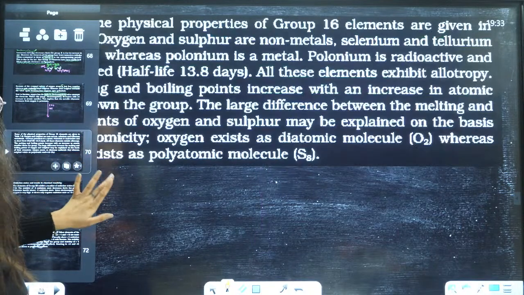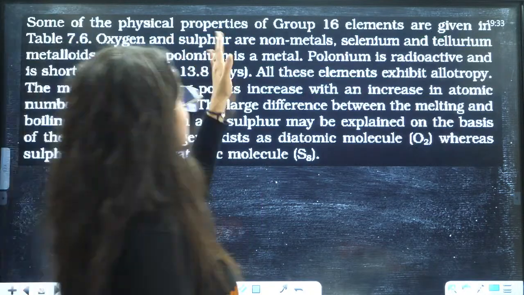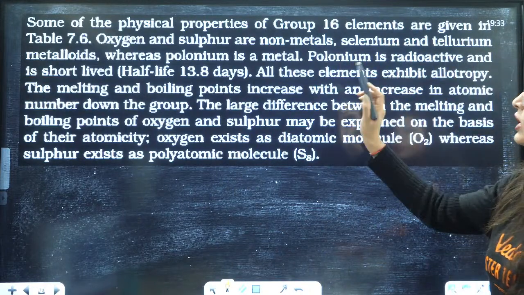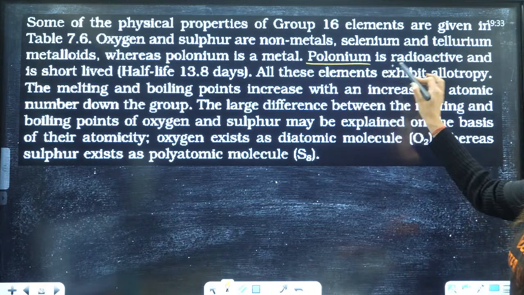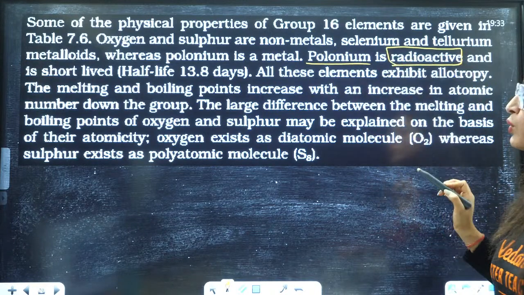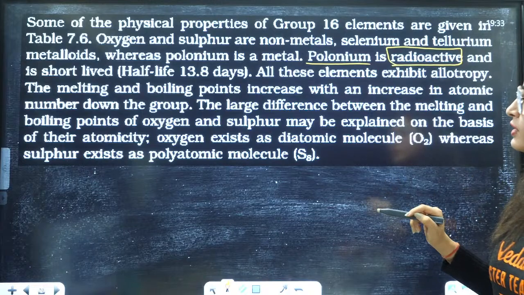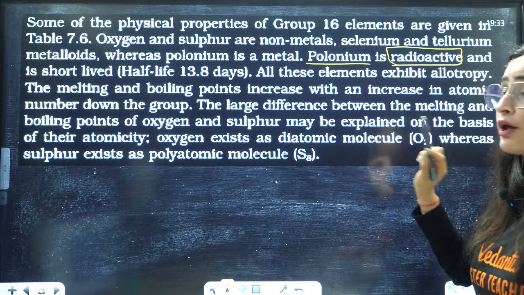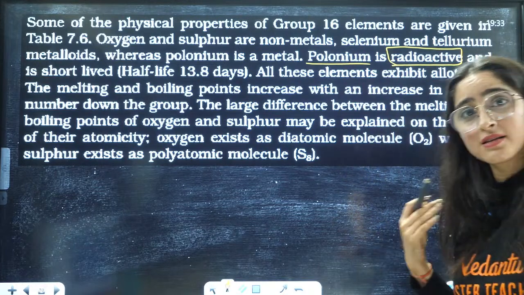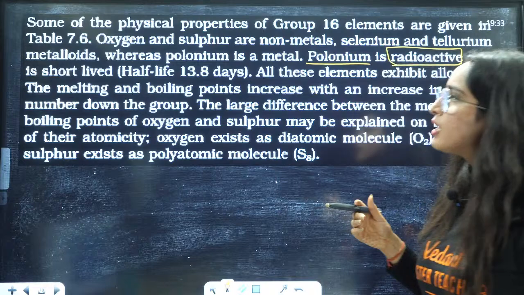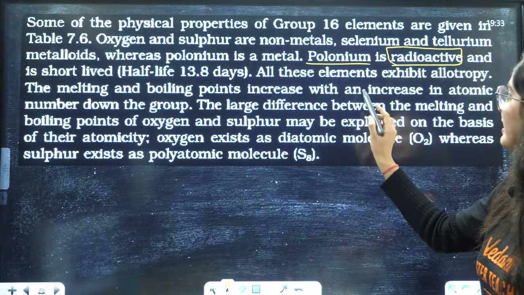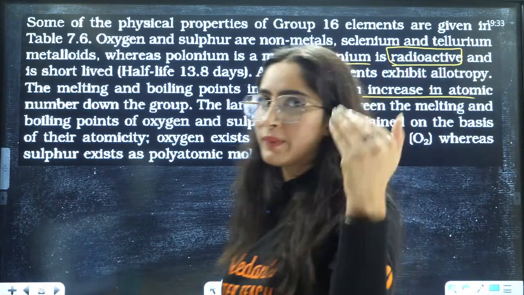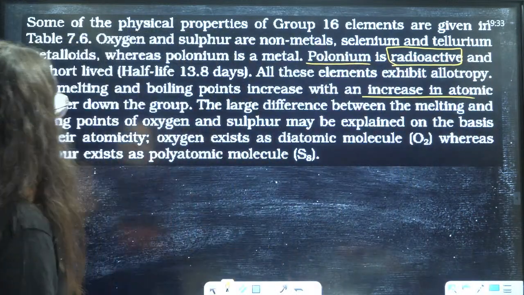Okay, oxygen and sulfur are non-metals. Selenium and tellurium are metalloids, whereas polonium is a metal. Polonium is radioactive, as I told you, and is a very short-lived radioactive element. All these elements exhibit allotropy. They exist in allotropic forms also. The melting and boiling point increase with increase in the atomic number down the group. In general, they are telling about this, but in the last, it will decrease also, right?